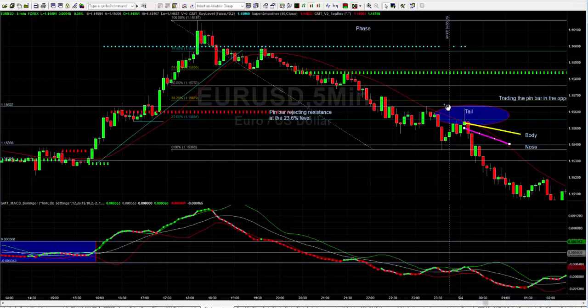So we're struggling to get through that 115.63, and price is getting turned back again. So that gives us that confluence we're looking for, that previous support or resistance. There's our previous resistance. The Fibonacci retracement.